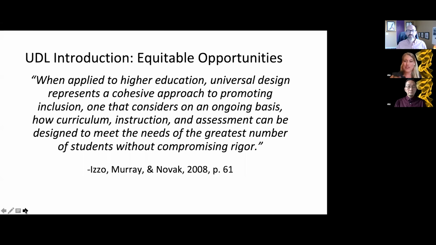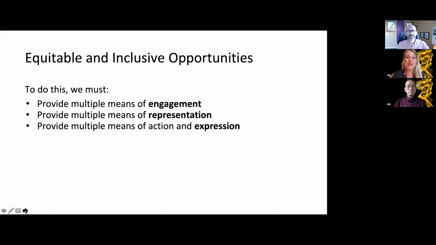Equitable and inclusive opportunities, and in order to do this, if you look at our next slide, you'll see that equitable and inclusive opportunities are really achieved through these 3 ideas. To do this, we must provide multiple means of engagement, provide multiple means of representation, and then finally, provide multiple means of action and expression.